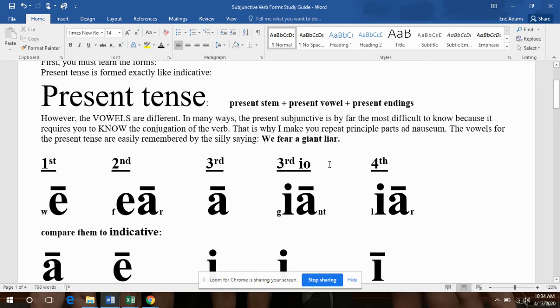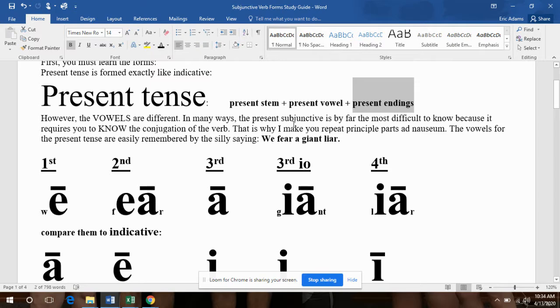The first is the present tense. The present tense subjunctive is formed exactly like the indicative. It will have, as you can see here, a present stem. It will have a present vowel. It will have a present ending. And those present endings are the exact same: m, s, t, mus, tis, nt. Note that I use m instead of an o. And r, ris, tur, mur, mini, ntur. So all of that should be obviously familiar.